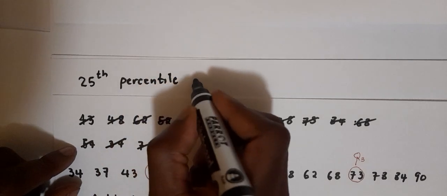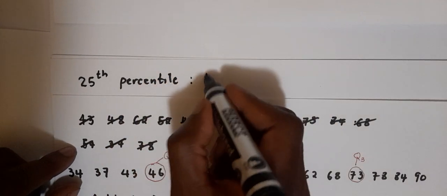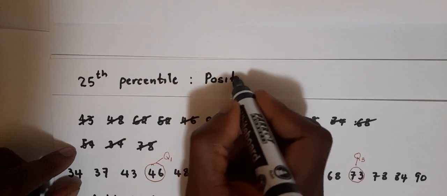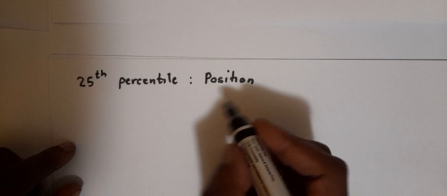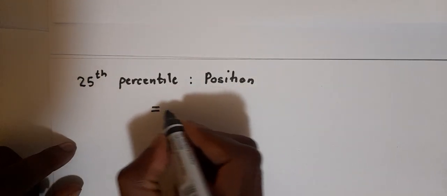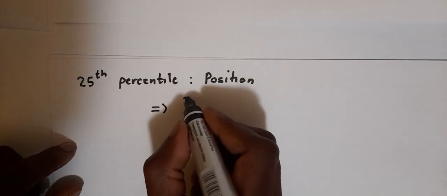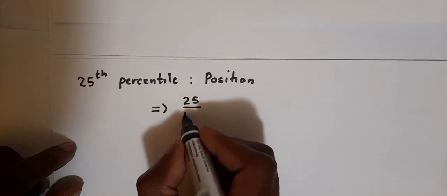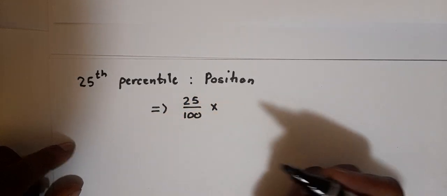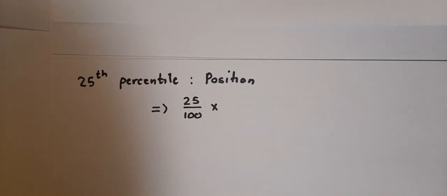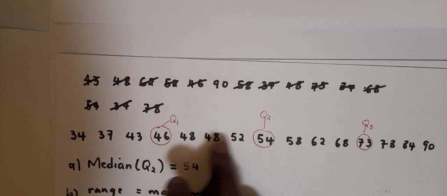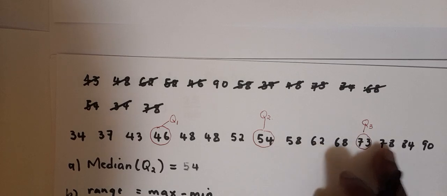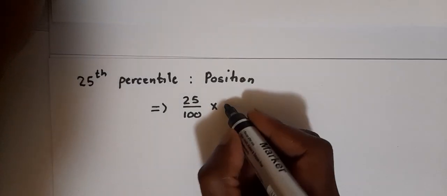So for your 25th percentile, number one, you need to find its position. And how does one find a position? You'll have 25 divided by 100 multiplied by the number of data points you have. Our number of data points here: 1, 2, 3, 4, 5, 6, 7, 8, 9, 10, 11, 12, 13, 14, 15. We have 15.